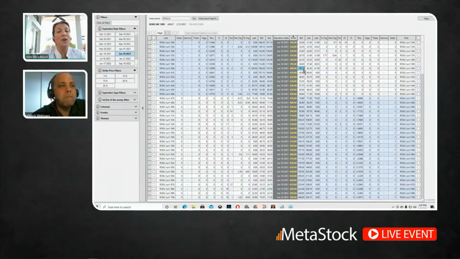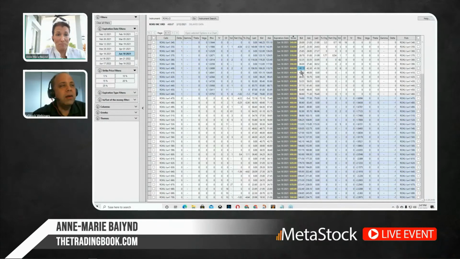I do this all the time. I find it really interesting the way you look at this too, a little bit of a different take on options.